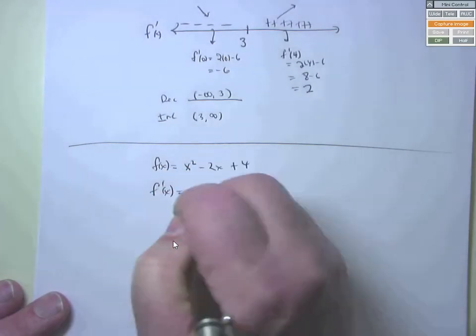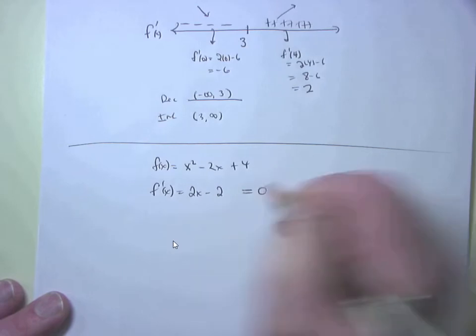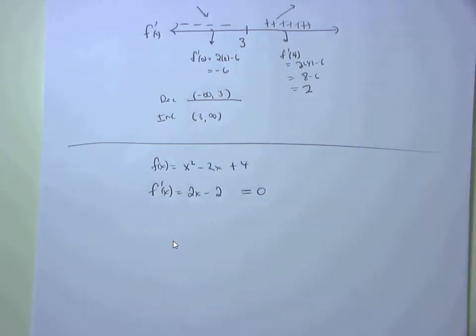The derivative of x squared is 2x. Minus the derivative of 2x is 2. The derivative plus 4 is 0. I'm going to set it equal to 0 for the horizontal tangent line. Same thing as critical values, just different words for the same stuff.